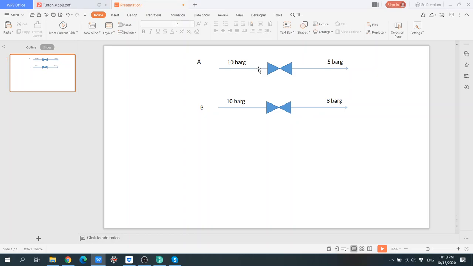Pressure is force. Is it by the fluid? Exactly. So it's a force exerted by a fluid on a certain surface. So you have the same surface, the same pipe, it's just that now we have different forces because the pressures are different.